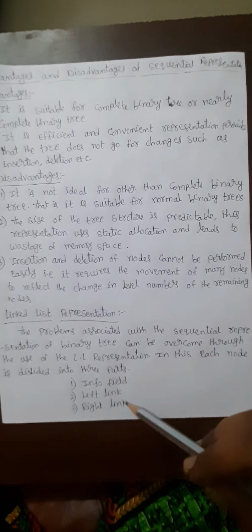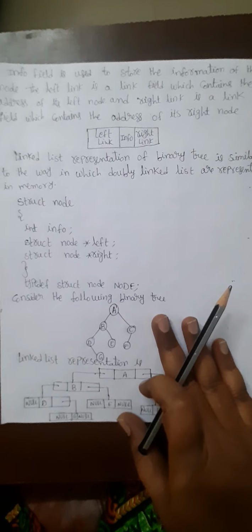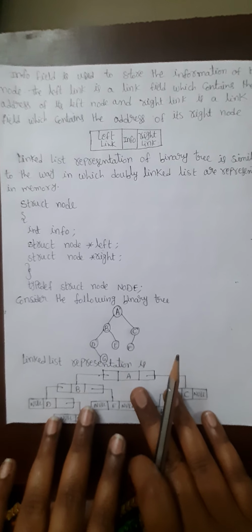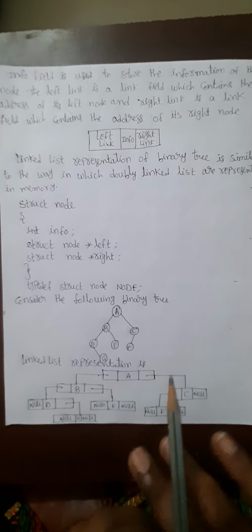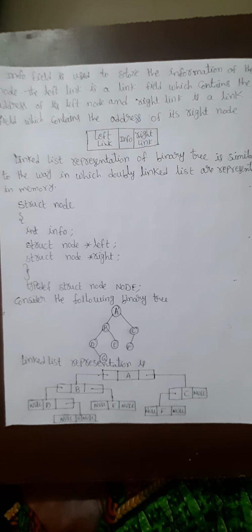That is info field. It contains the left link as well as the right link. The info field is used to store the information, that is the elements will be stored in this info part of the node, and the left is the link field which contains the address of its left node, and the right is the link field which contains the address of the right node.